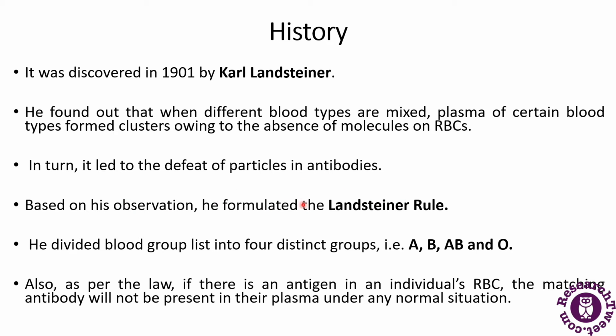Based on his observation, he formulated the Landsteiner rule, in which he classified the ABO blood group system that consists of 4 blood groups: A blood group, B blood group, AB blood group, and O blood group. As per his law, if there is an antigen on an individual's RBC, the matching antibody will not be present in their plasma under any normal situation. So this was the history of the blood group system discovered by an Austrian scientist.